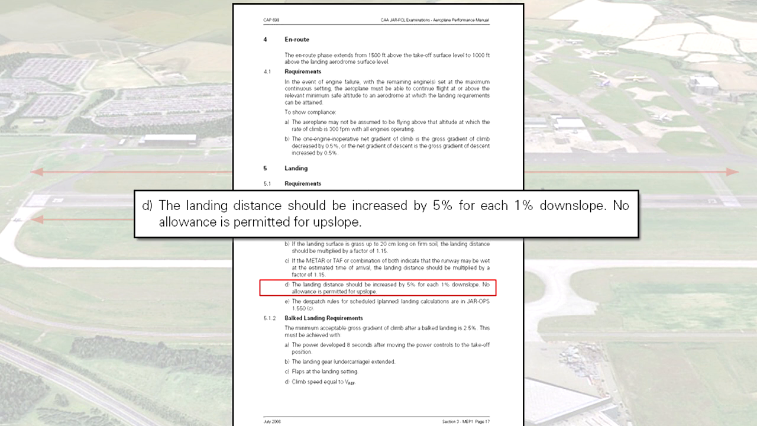Point D also states that no allowance is to be permitted for upslope. The reason for this is that upslope will reduce the landing distance. If a pilot were to ignore the reduction in the landing distance, then a margin of safety would be incorporated into the landing distance calculation.